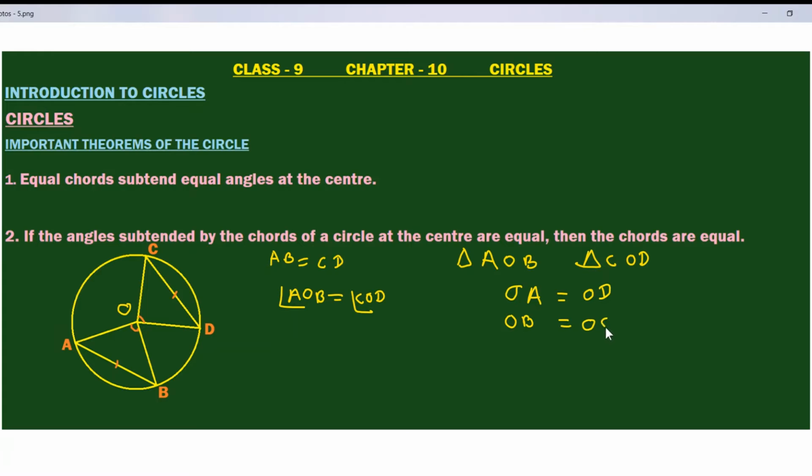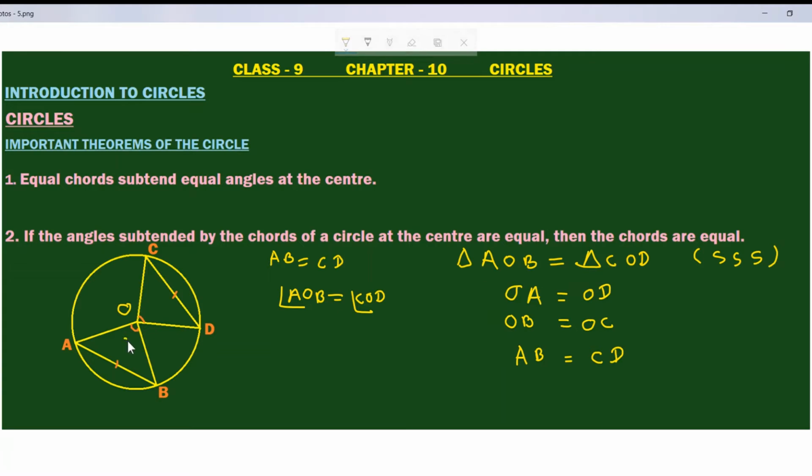These are the two corresponding sides of the given triangles, and the base is also the same. The bases are the two chords of this circle. So, AB is equivalent to CD. If three sides of a triangle are equal to three sides of another triangle, then we can say these two triangles are congruent to each other by the SSS congruency rule, the side-side-side congruency rule. So I am going to say these two are equal.